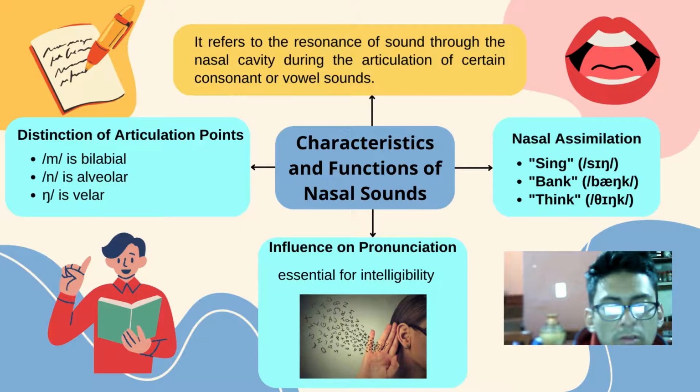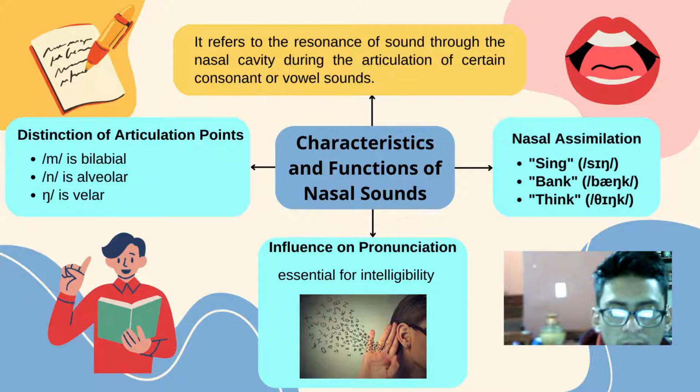I am going to talk about the characteristics and functions of nasal sounds. The first is the distinction of articulation points. In English, nasal consonants are distinguished by their point of articulation. The M is bilabial, produced by closing the lips. N is alveolar, produced by the tip of the tongue against the alveolus. And Ng is velar, produced by the back of the tongue against the soft palate.